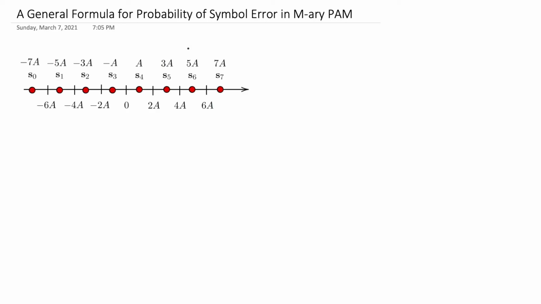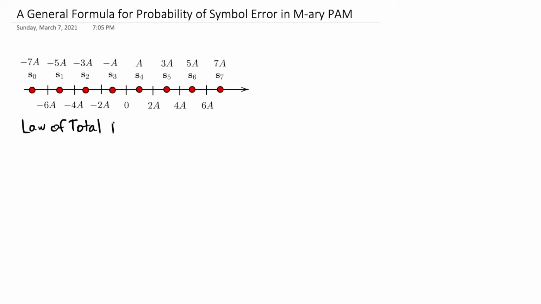So in 8 PAM, we'll have a signal space diagram like this. And while this is for M equals 8 PAM, you can imagine what this would be for general M-ary PAM, where I have 2A separating each set of neighboring symbols. And the 8 symbol values here are from minus 7A to plus 7A. They're centered at 0. What we're going to assume is that noise is Gaussian with 0 mean and variance N naught over 2. And we're going to assume that the M different symbols are equally likely.